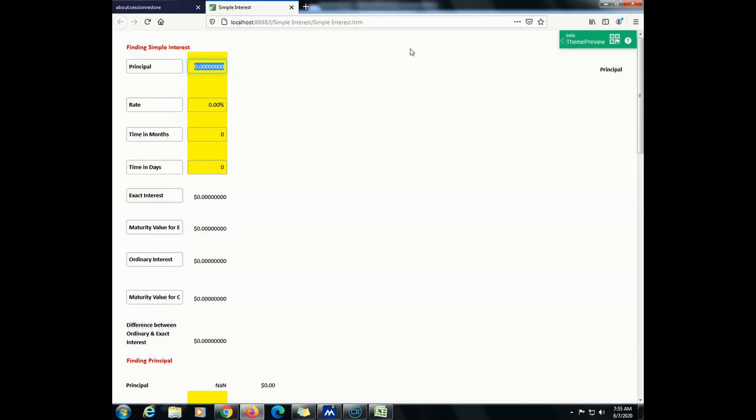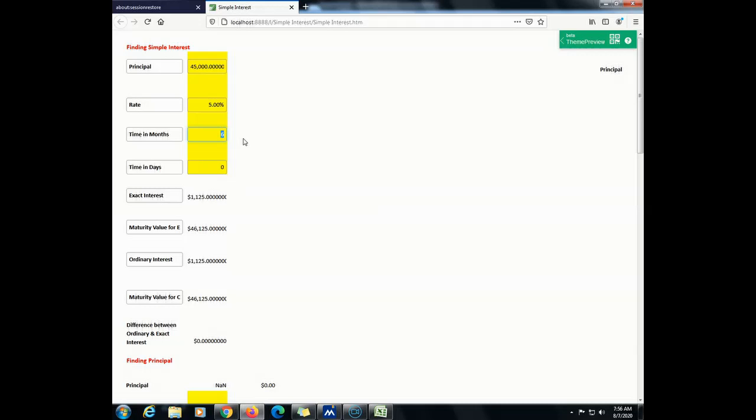So let's say your principal is $45,000, and your rate is 5%. Time in months: let's say you've been given 6 months to pay your debt. Notice the figure over here for exact interest, 1125, and your ordinary interest, 1125 as well.